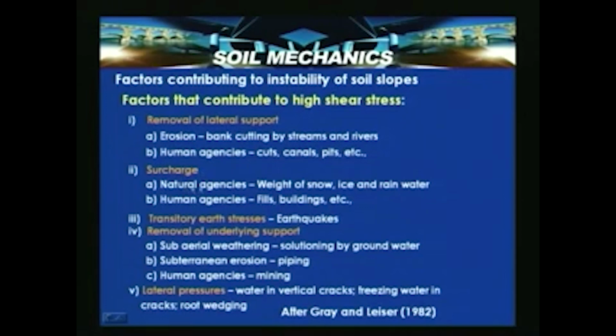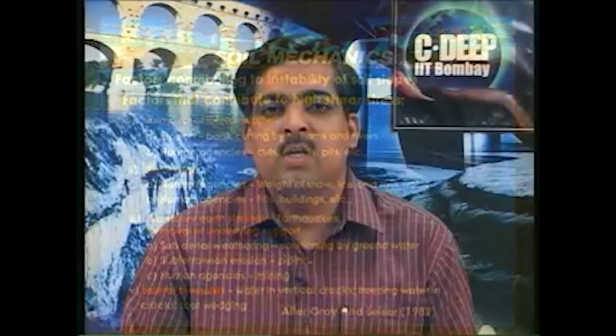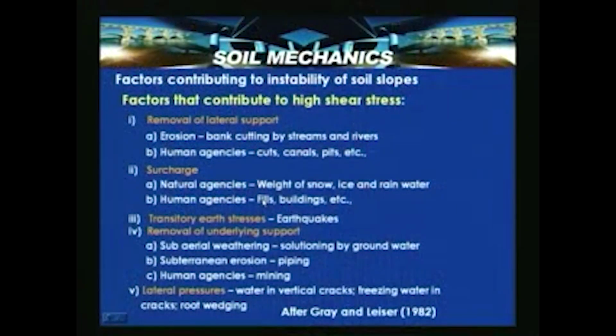And surcharge, natural agencies, like sometimes the slopes get loaded because of the weight of the snow and ice and rainwater. That is, when the rainwater gets stored for some reason, and the weight of the snow, when snowfall takes place and is stored for a given duration. So, because of these natural events, the slopes can get surcharged. Similarly, human agencies like construction of a fill on an existing slope or construction of a building on a natural slope can cause an external loading to a slope.